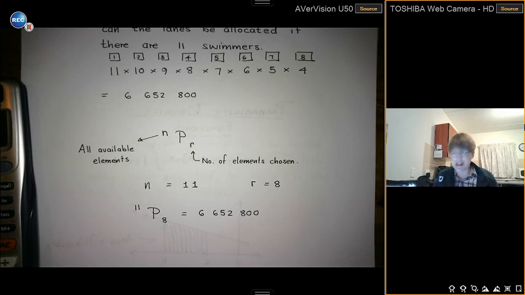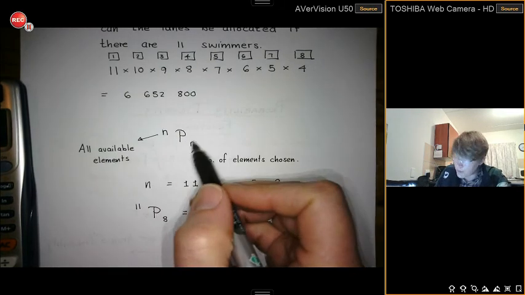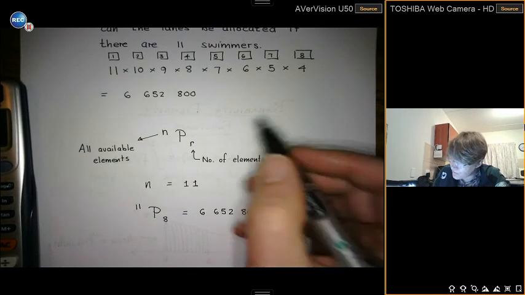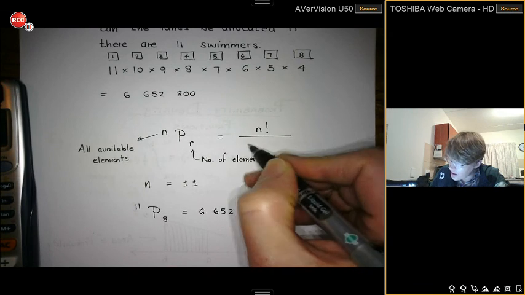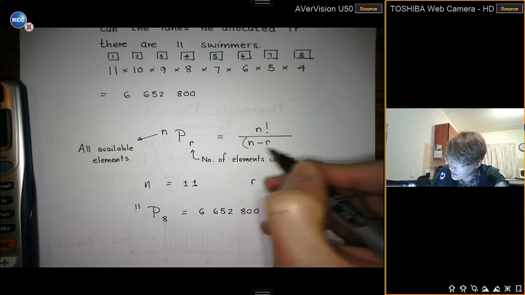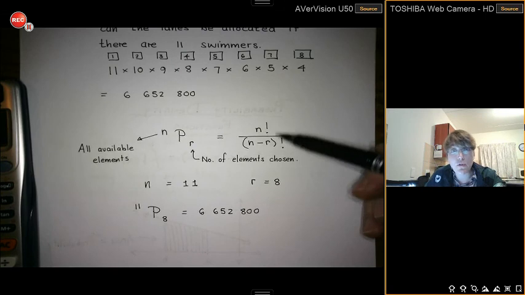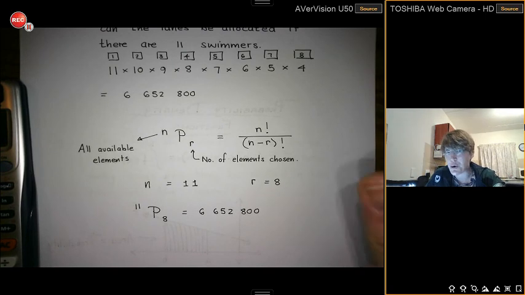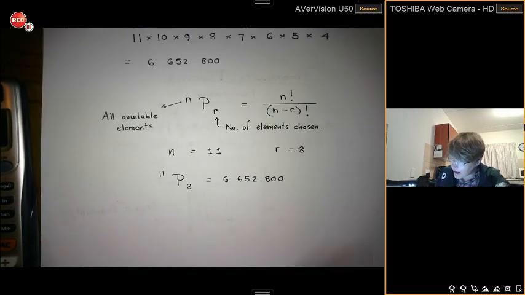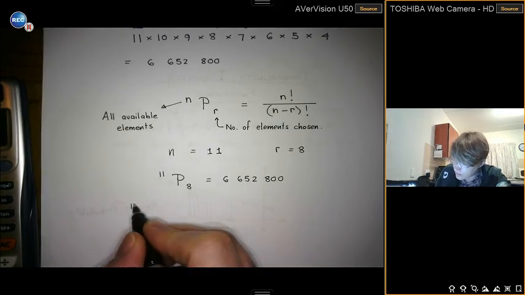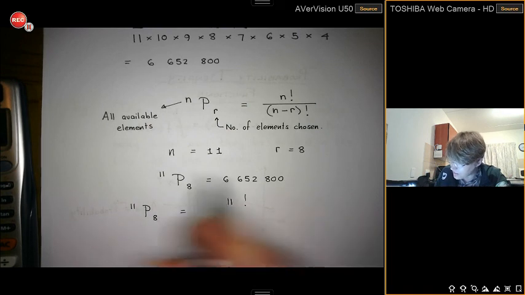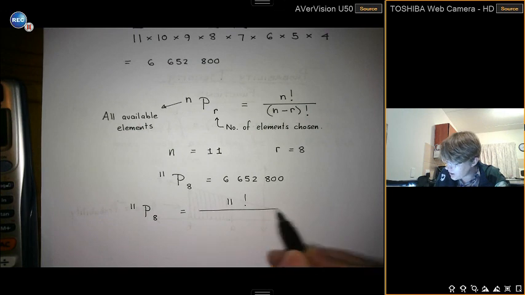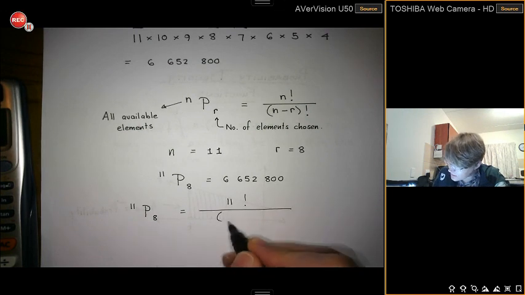Now, just for interest's sake, you don't need to know this at all. You can just use the calculator button. There's a formula for permutations to explain why this actually works. And that formula says it's n factorial over n minus r factorial. Again, this formula is not on your formula sheet and you don't need to know it at all. You can just use the calculator. But for interest's sake, if I look at that 11 permutation 8 again and the formula, then what we've got is 11 factorial over here. This is just showing you how it works. Over 11 minus 8 factorial.